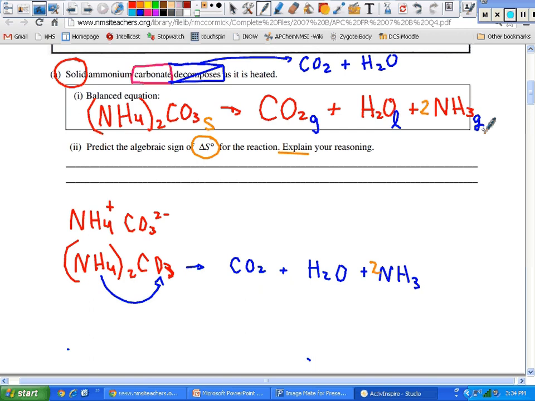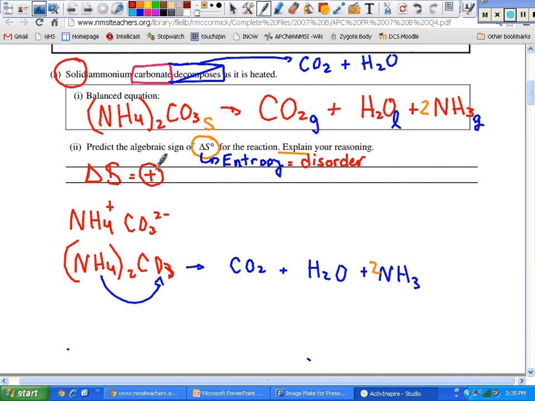What is delta S again? What is entropy? What's entropy? It's disorder, essentially. Does nature like your room ordered or disorganized? Disorganized. So is it becoming more ordered or more disorganized? It's more disorganized, so is nature happy? Yes. So delta S is going to be positive because a solid is turning into 3 moles of a gas and 1 mole of a liquid. Now, why did I say it like that?